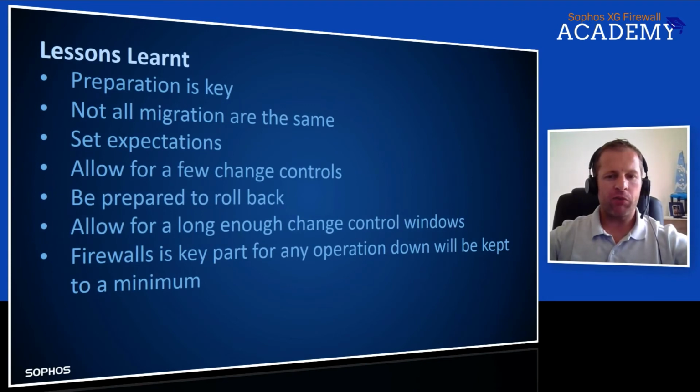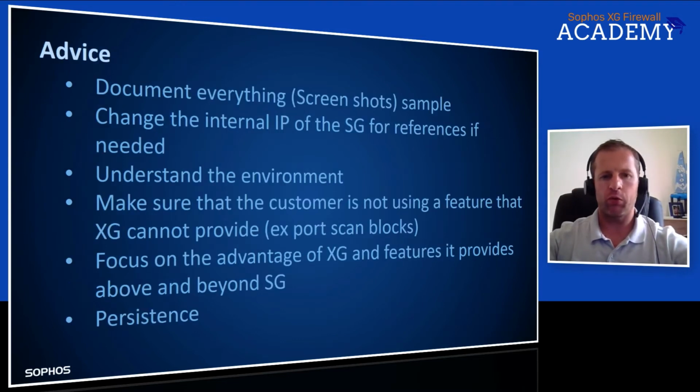So what I'm saying by that is just leave the SG as is. To roll back is a pretty easy process. You just plug the SG back in and just leave it the way it was. So we didn't change anything on the SG. If we needed to roll back, we would just plug the SG back in and everything would be back online like it was. And then, like I said before, allow for long enough change control windows. The actual firewall, obviously, is a crucial part of a business, so you will get a short change window. So prepare well for your move to this.